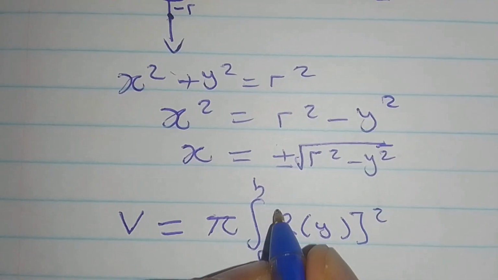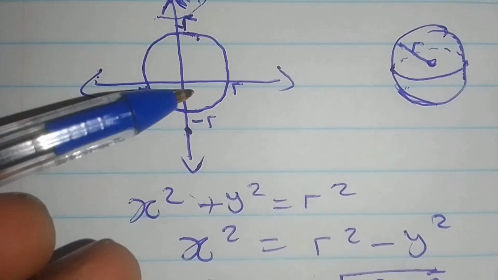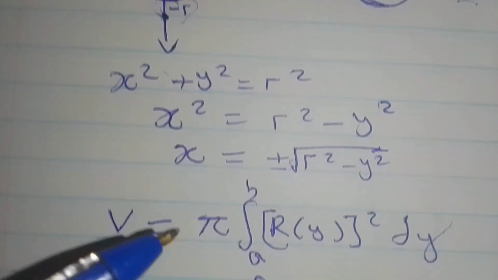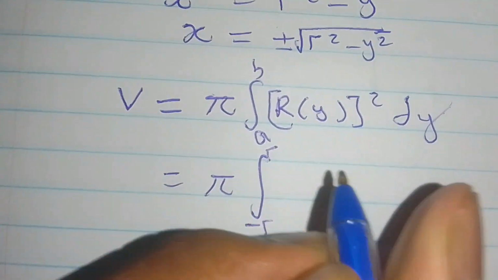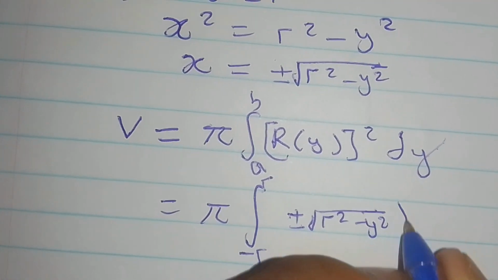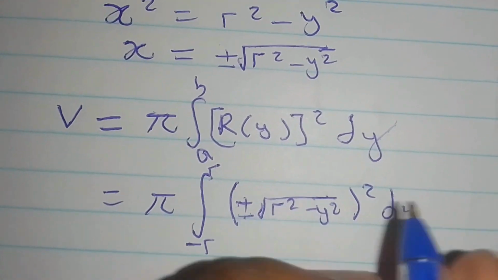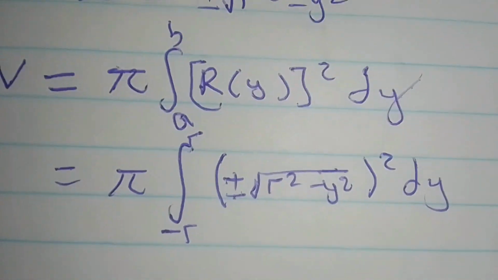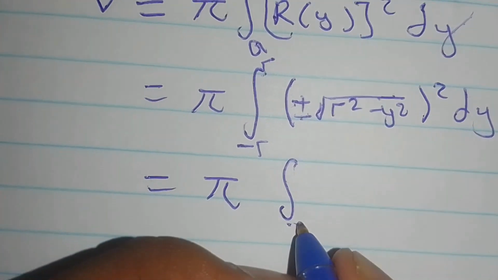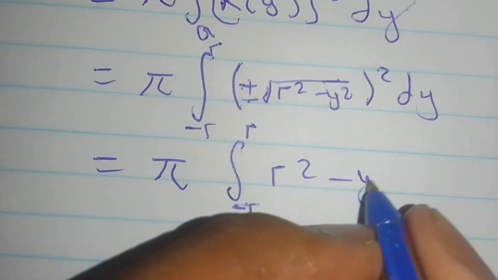squared dy. So when we do that, we have pi, and remember we're going from negative r to r, of plus minus the square root of r squared minus y squared dy. And notice that this square is going to remove this plus minus sign, because if it's negative, square that, the negative goes away. If it's positive, it's still positive, so that plus minus is going to go away. So then you have pi, the integral from minus r to r of r squared minus y squared dy.